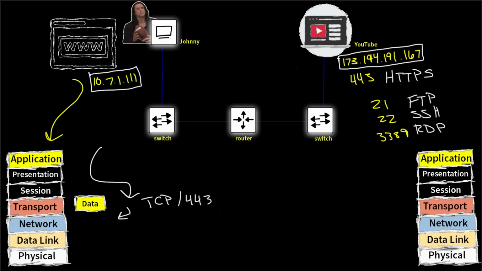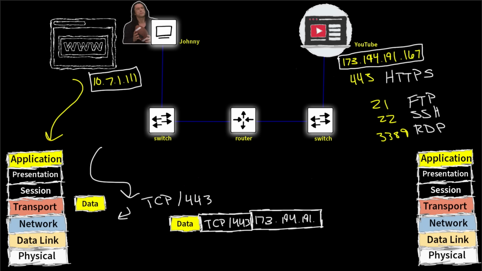So now it kind of looks like this at this point. We have our data from the application layer. We have our layer 4 header from the transport layer, which basically is saying, we're using TCP port 443. And the network layer is going to slap on a layer 3 header, turning this into a packet. And it's got a destination IP address of 173.194.191.167.